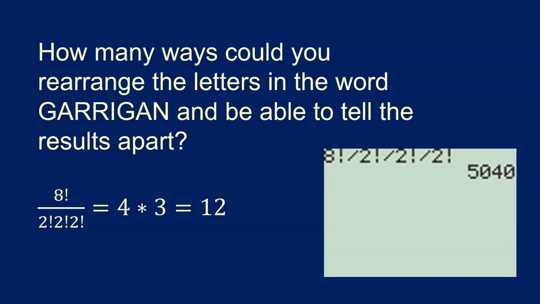I start with how many letters there are altogether, and I do that number factorial, 8 factorial. And then I look at each of the repeats. And every time there's a repeat, I divide by that number factorial. So, like, divided by 2 factorial for the G's, divided by another 2 factorial for the A's, and divided by another 2 factorial for the R's that repeat. This does end up being 8 factorial divided by 2 factorial divided by 2 factorial divided by 2 factorial. It actually turns out that you're going to end up getting 5,040 for the answer.